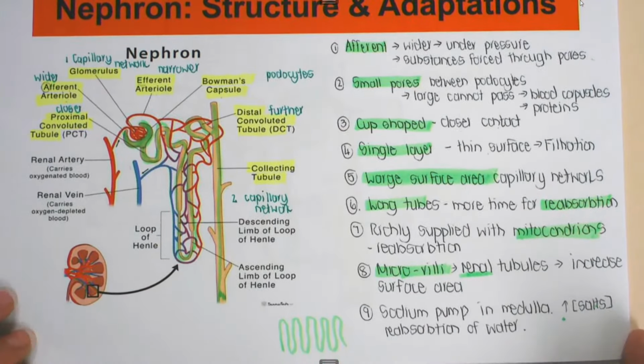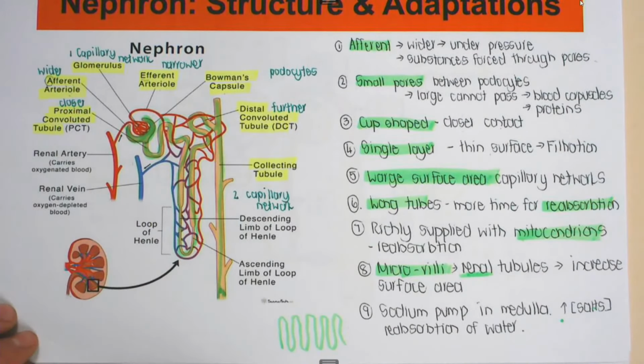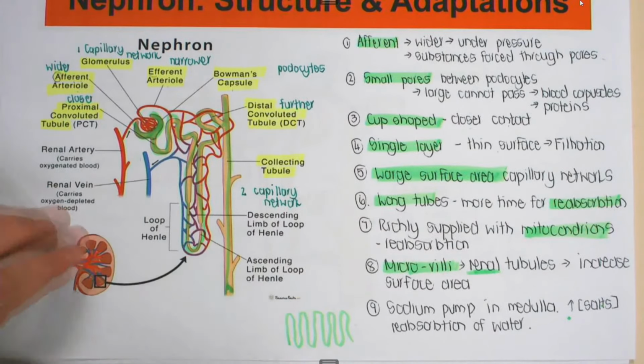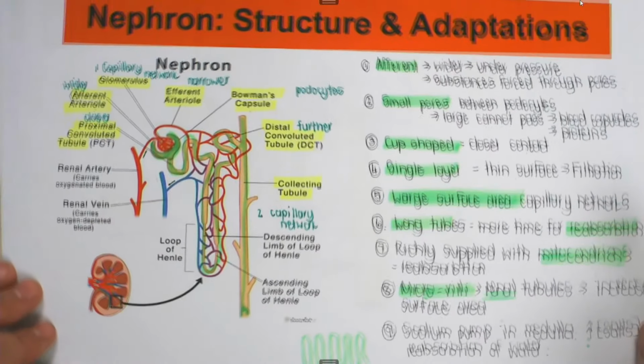Very, very important page. Know your adaptations. We had the adaptations of the lungs. We had the adaptations of the alveoli. Now this is the adaptations of the nephron. Its function and structure, always. It's built this way to do a job, so you always can explain why it looks like that. That is your job to explain to us to get marks.